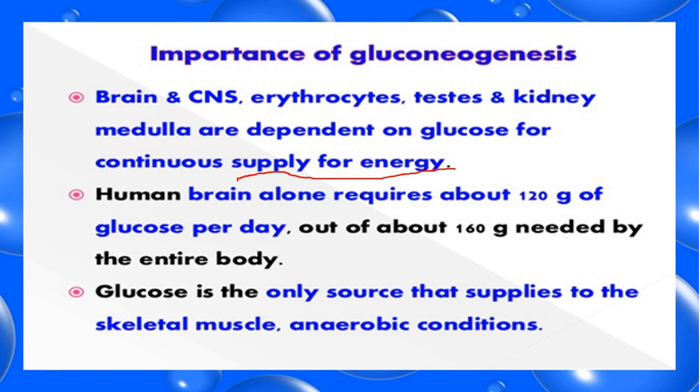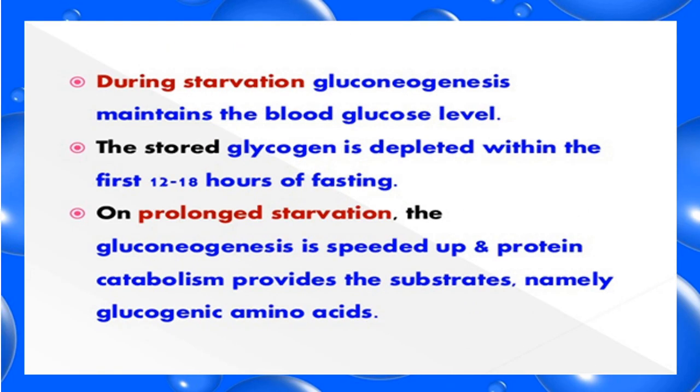Glucose is the only source that supplies skeletal muscle under anaerobic conditions, and this glucose is formed from gluconeogenesis. During starvation, gluconeogenesis maintains the blood glucose level. Stored glycogen is depleted within the first 12 to 18 hours of fasting. On prolonged starvation, gluconeogenesis is speeded up and protein catabolism provides the substrates, namely glucogenic amino acids. All these are the importance of gluconeogenesis. Thank you so much.